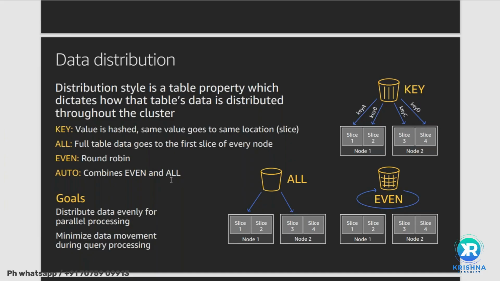Or somebody may think that we'll define even, because even will anyway distribute equally. At this point in time, it seems like we should either define a key which is most unique, or define it as even because it evenly distributes. So it seems like that is right, but we should go further.